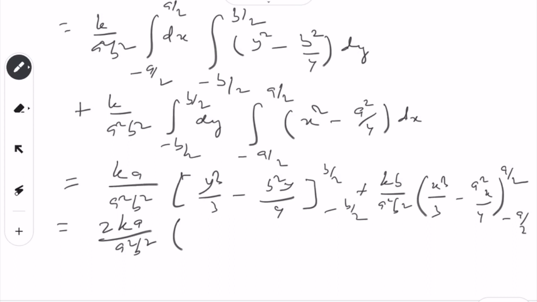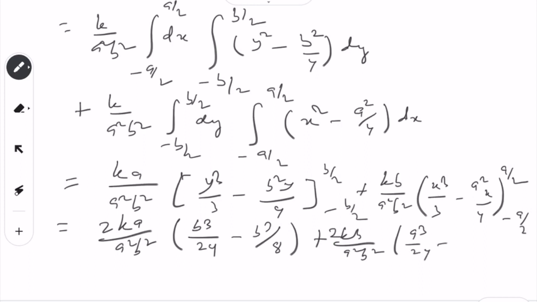and here we will have b cube over 8 times 3, so 24, minus b cube over 8, plus kb over a square times b square. Here also we have 2, and a cube over 24 minus a cube over 8. This will be equal to, so here we can have 3 here, multiply, so 2 times 1 minus 3, so you get minus 2 b cube over 24.